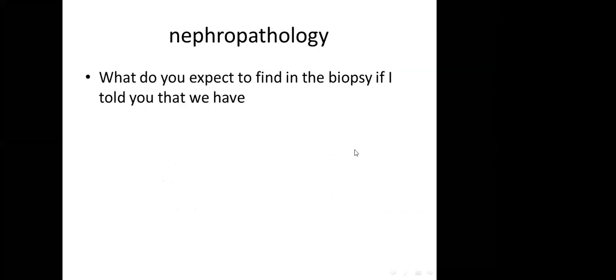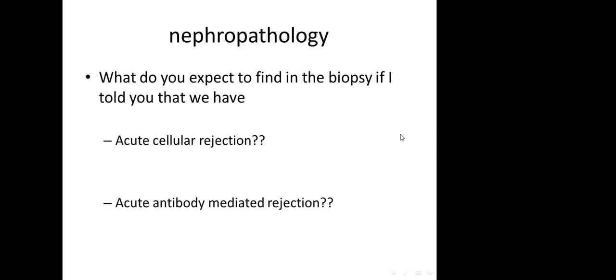Now we have just 2 minutes to have an introduction to nephropathology. If I told you we have a biopsy, and this biopsy has acute cellular rejection, and another one has acute antibody mediated rejection, what do you expect you will find in the graft? Just write in the chat what your expectation is to find in the graft, if this graft is showing cellular rejection or this graft is showing acute antibody mediated rejection. Write in the chat.